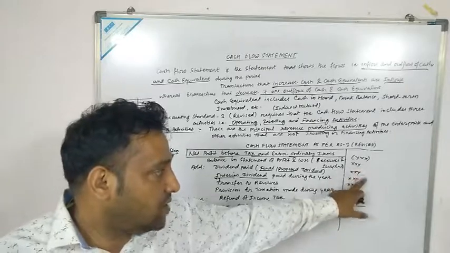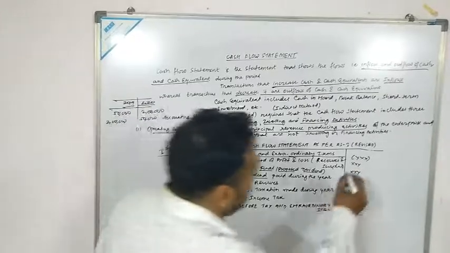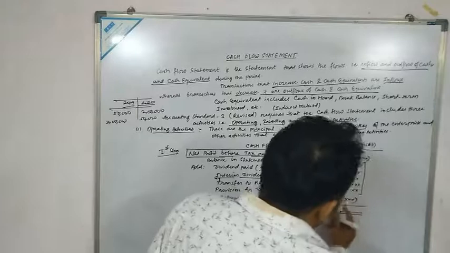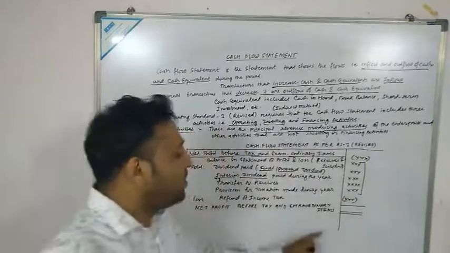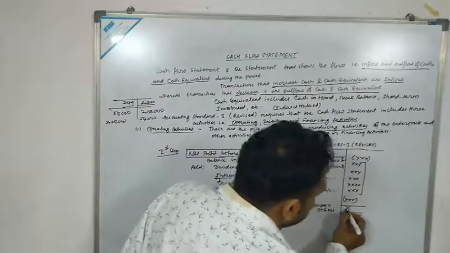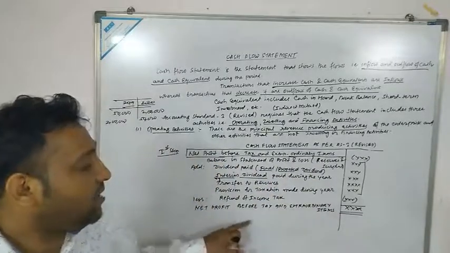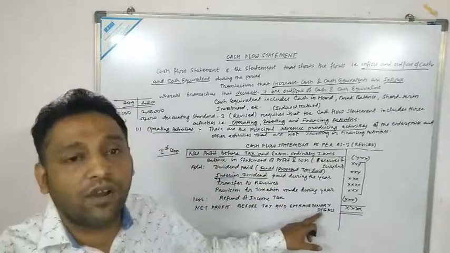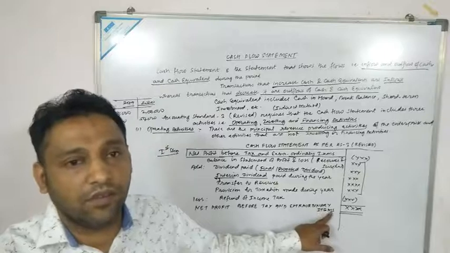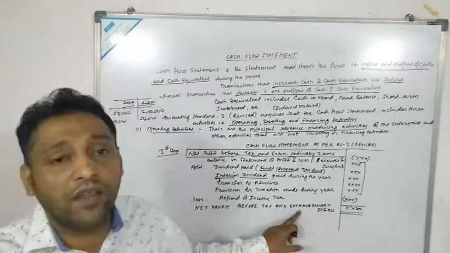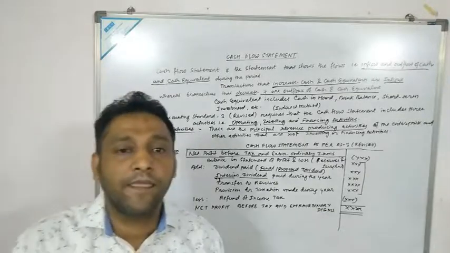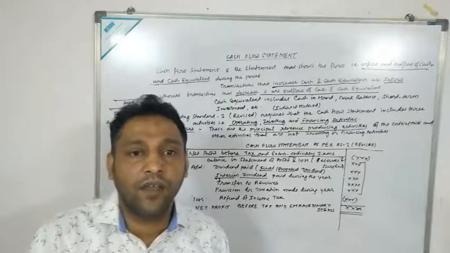And all these items would be added, and this one item would be subtracted. Whatever figure we get from this would be considered as your net profit before tax and extraordinary items. Okay, so this is how we are required to calculate net profit before tax and extraordinary items.